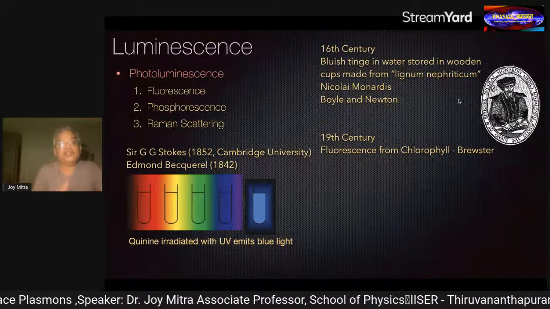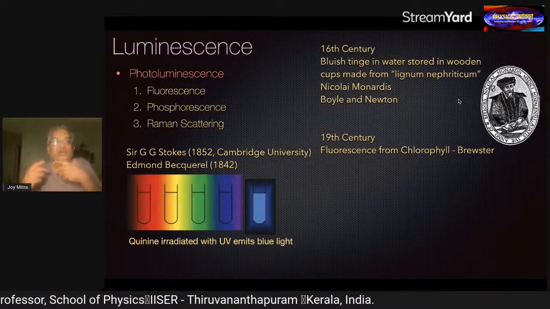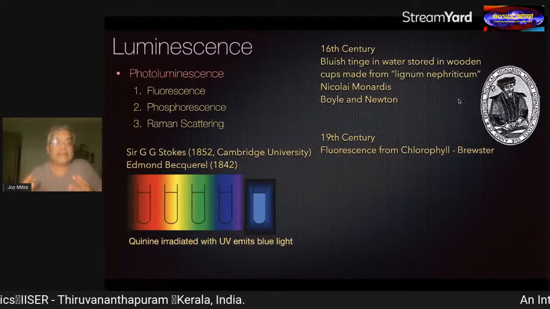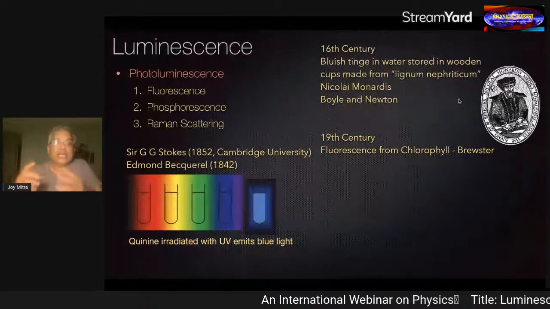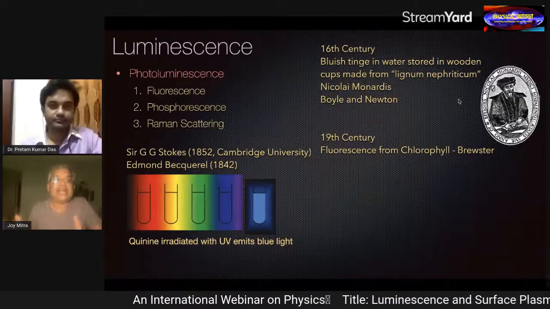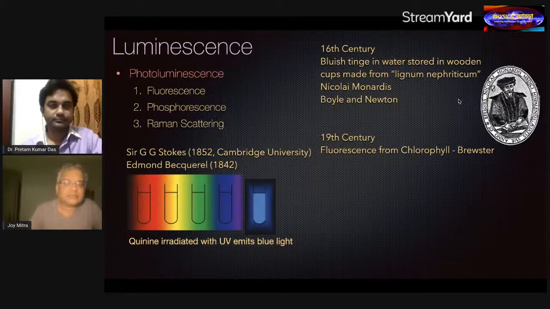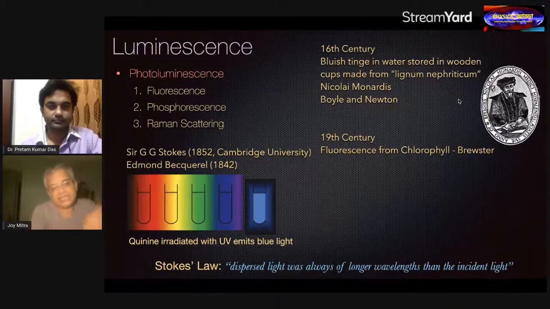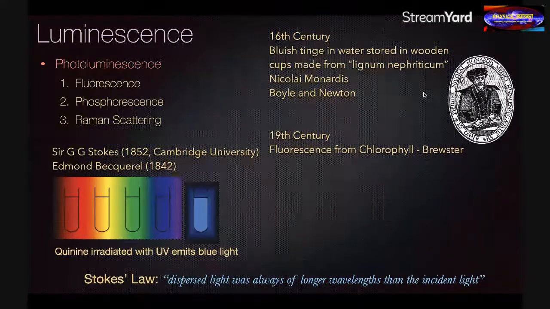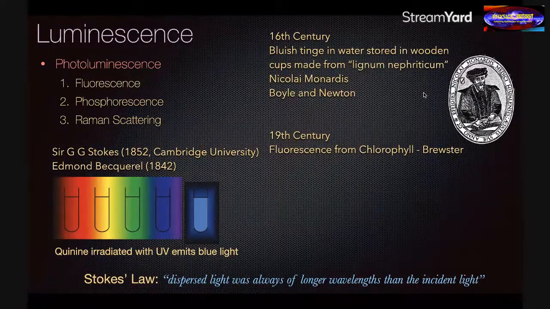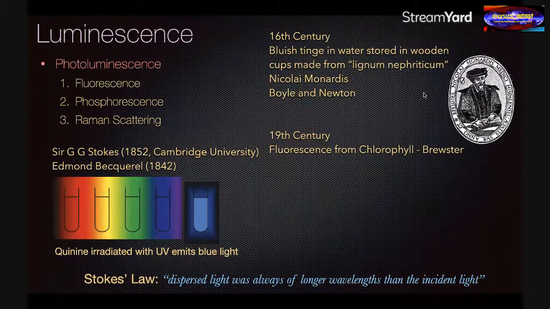And they were not even sure. This was before electromagnetic waves had been discovered, and light as an electromagnetic wave had been codified. And they were absolutely astounded that how can this liquid glow blue in a region where there is actually no colored light. There was no light because UV light is not really visible to our eyes. But anyhow, Stokes actually realized what might have been happening, and then he came up with Stokes' law. And Stokes' law reads that dispersed light was always of longer wavelength than the incident light.